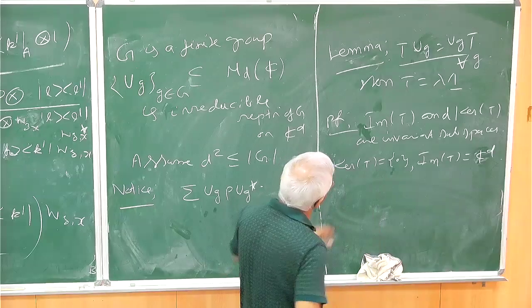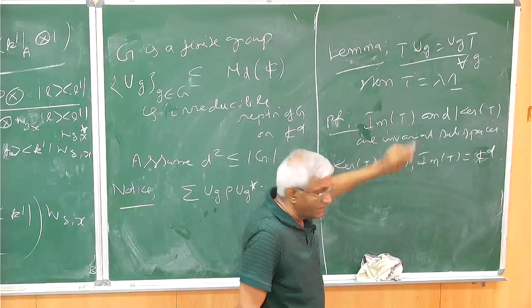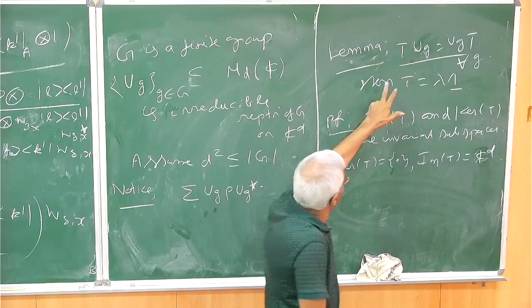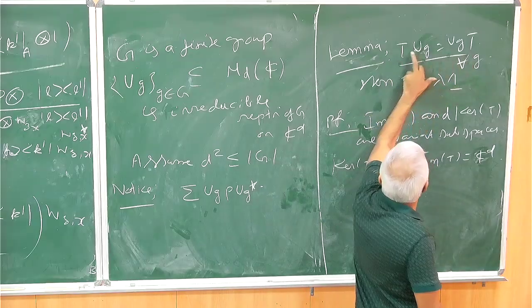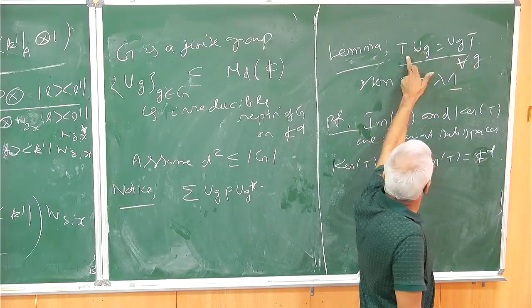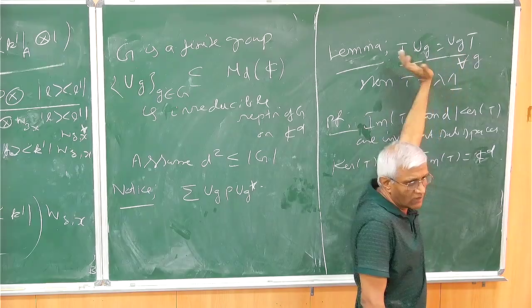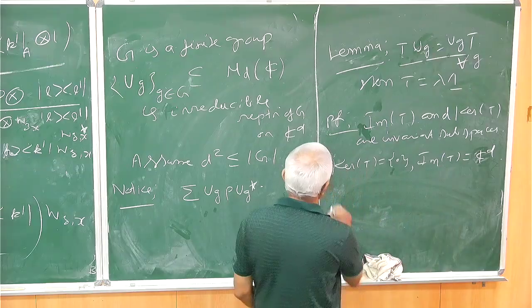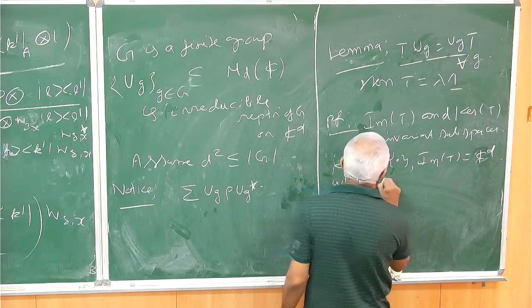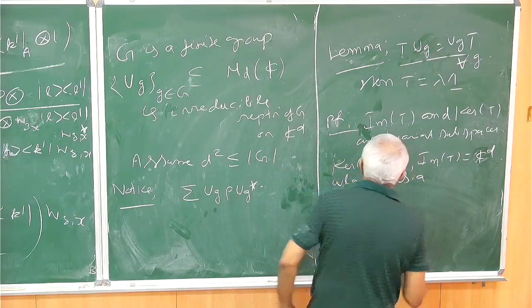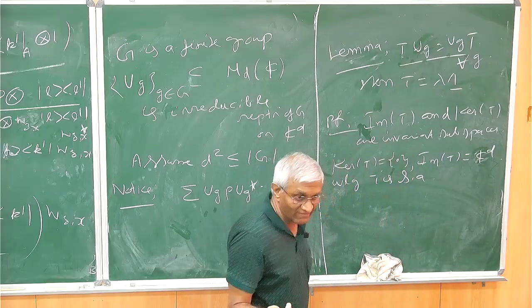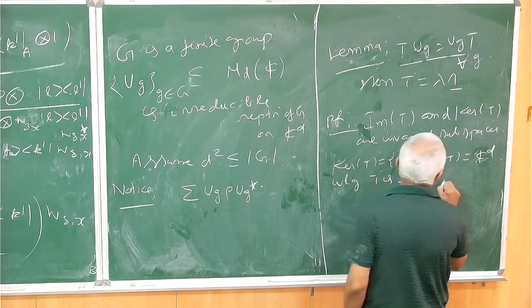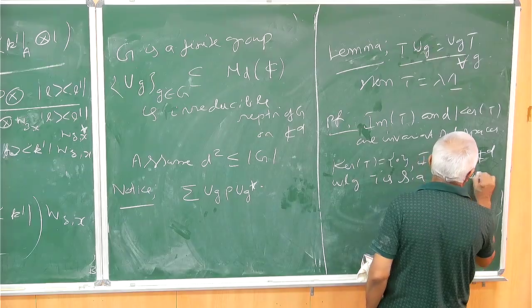Without loss of generality, we can assume T is self-adjoint because if G is a group, T U_g equals U_g T, so T star also commutes with this. You can take T plus T star if you want, and we'll do the same thing. So without loss of generality, T is self-adjoint. If it is self-adjoint, there is an eigenvalue for it, lambda.